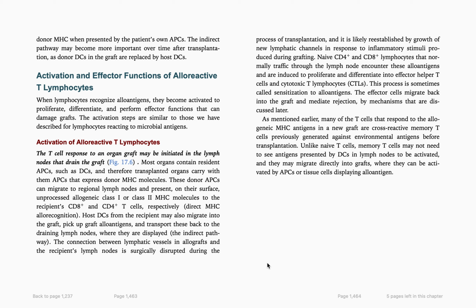As mentioned earlier, many of the T cells that respond to alloantigenic MHC antigens in a new graft are cross-reactive memory T cells previously generated against environmental antigens before transplantation. Unlike naive T cells, memory T cells may not need to see antigen presented by dendritic cells in lymph nodes to be activated. They may migrate directly into the graft, where they can be activated by antigen-presenting cells or tissue cells displaying alloantigens.